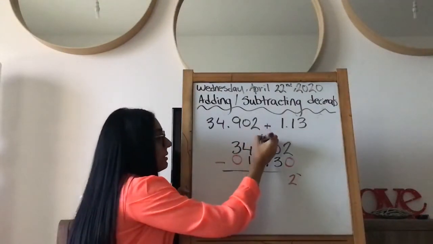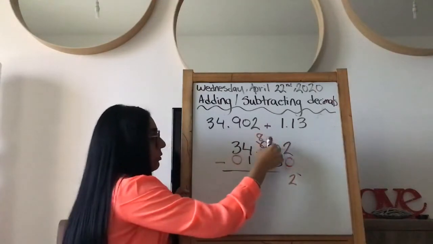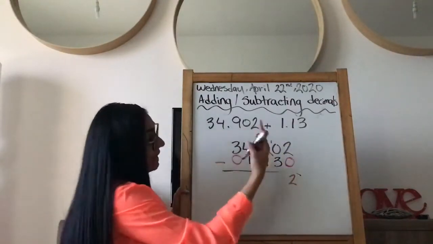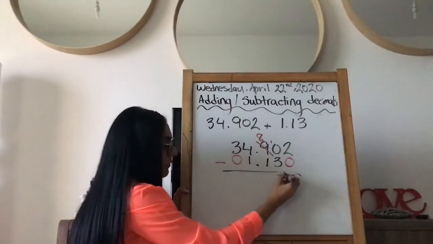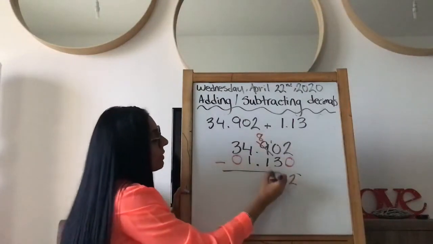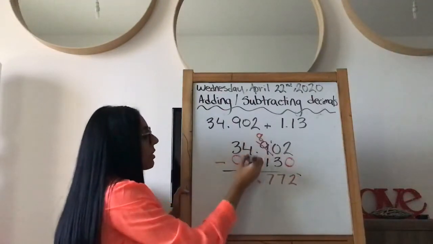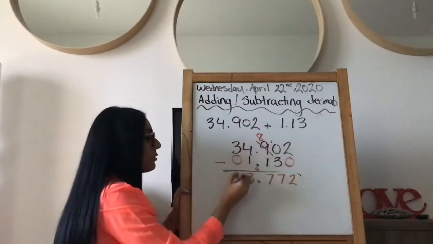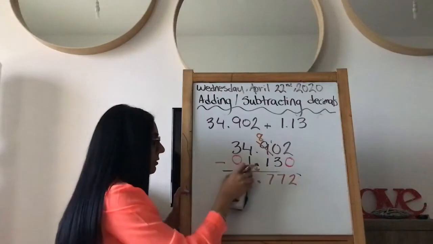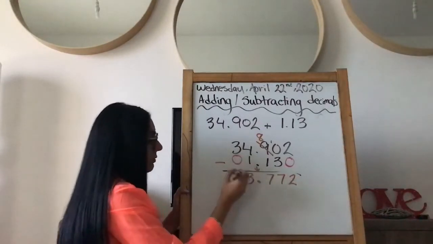So the 9 becomes an 8. You carry over, that 0 becomes a 10. Now you can say 10 subtract 3 is 7. 8 subtract 1 is 7. My decimal just always comes down. 4 subtract 1 is 3. 3 subtract 0 is 3.